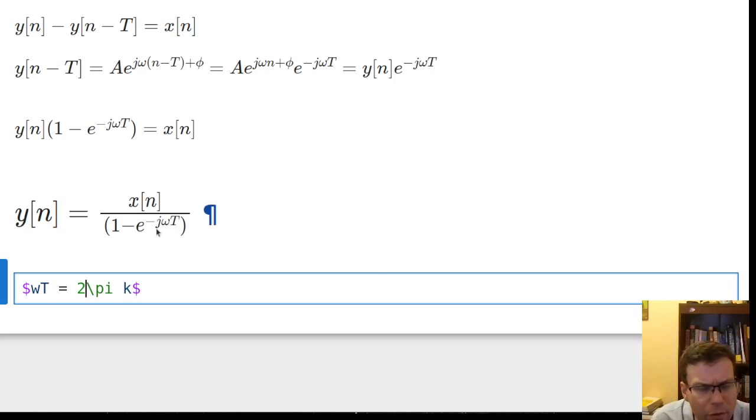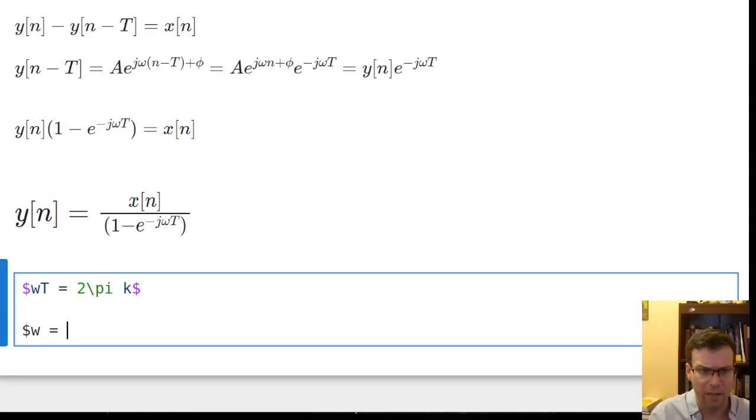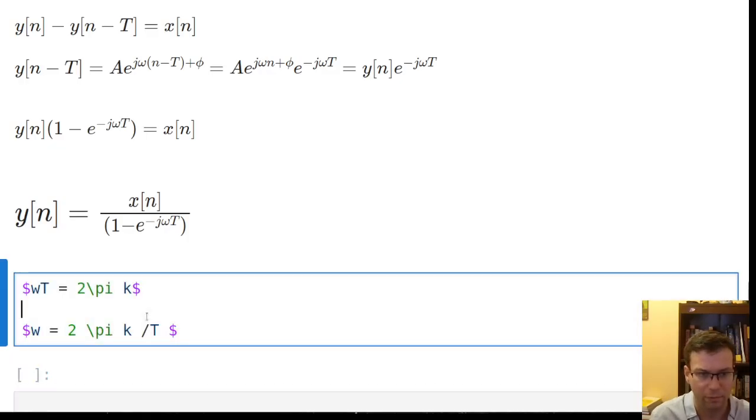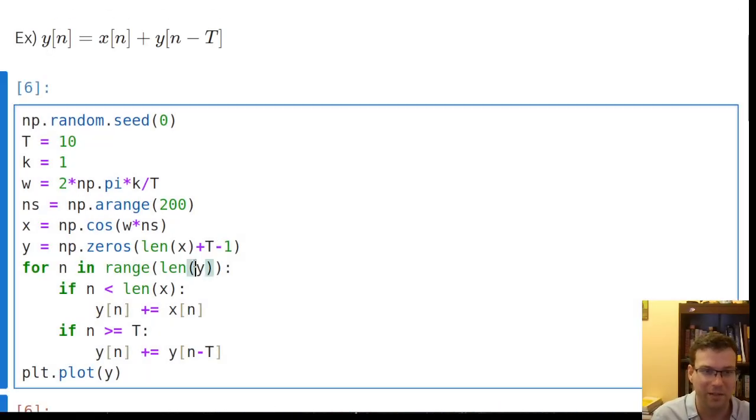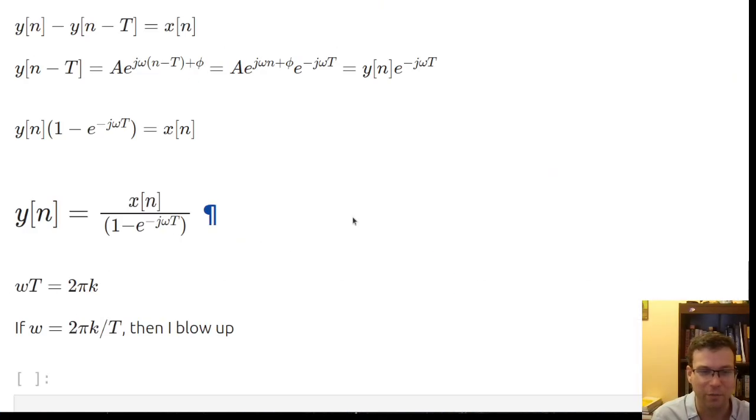And actually, is that the only case? Yes, because we would have to get a 1, and the only way to get a 1 is to be at 0, 2 pi, 4 pi, or negative 2 pi, negative 4 pi, etc. And so what that tells me is that if omega is equal to 2 pi k over t, then I'm in trouble. If omega equals 2 pi k over t, then I blow up. So let's check. In fact, that's what I had orchestrated here before, right? 2 pi k over t.